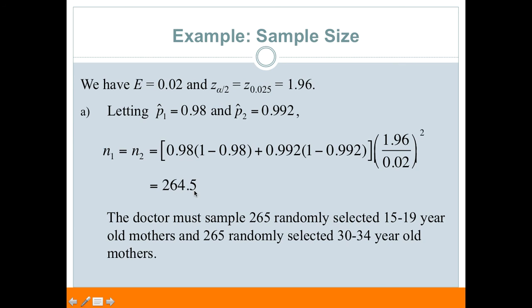So we always have to round up regardless of what this number is. So we need to sample 265 people from each group. So again, it's from each group. So 265 15 to 19-year-olds and 265 30 to 34-year-olds.